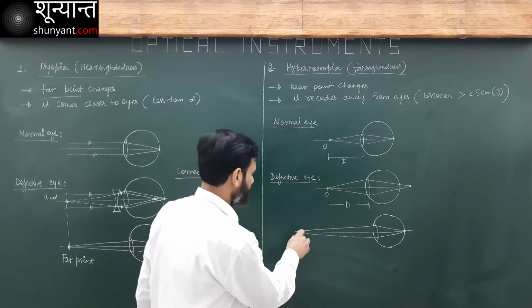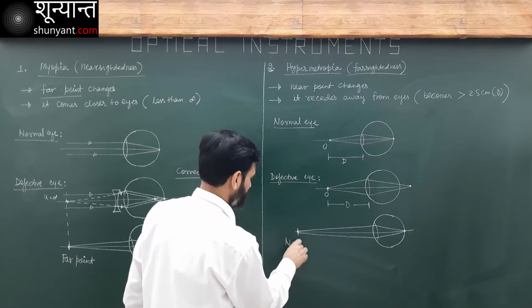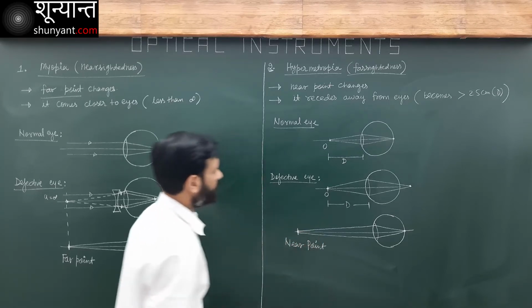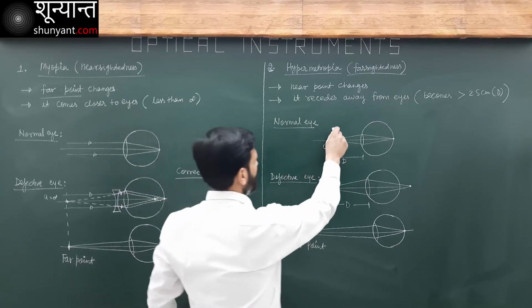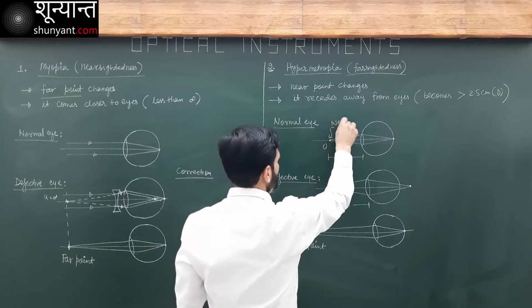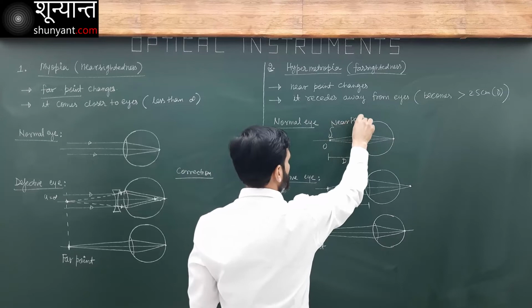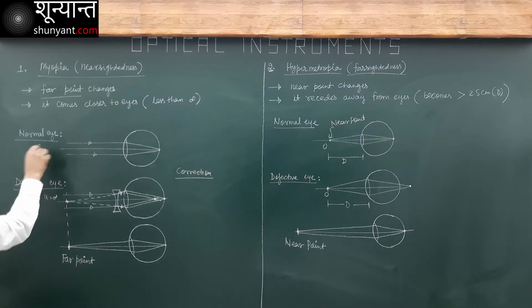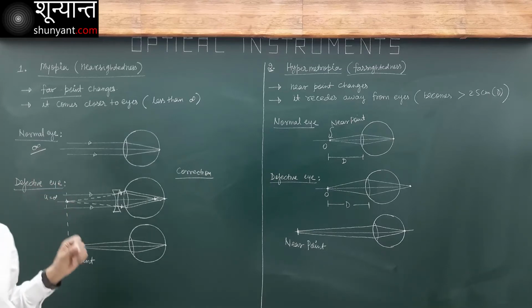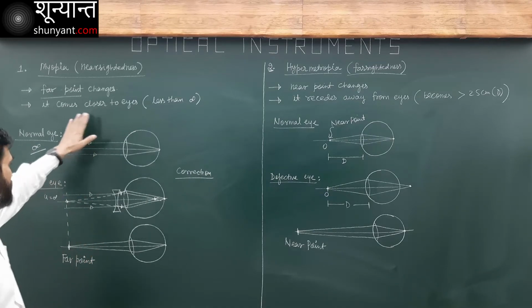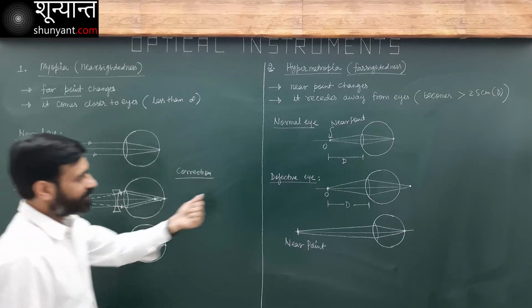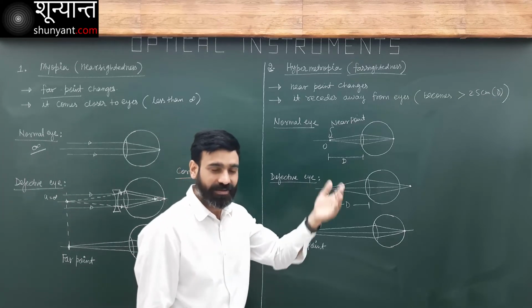This is known as my near point. This is near point for a normal person. This is far point. Infinity is far point for a normal person, normal eye. In case of this defect, the far point comes closer. In case of this defect, the near point recedes.